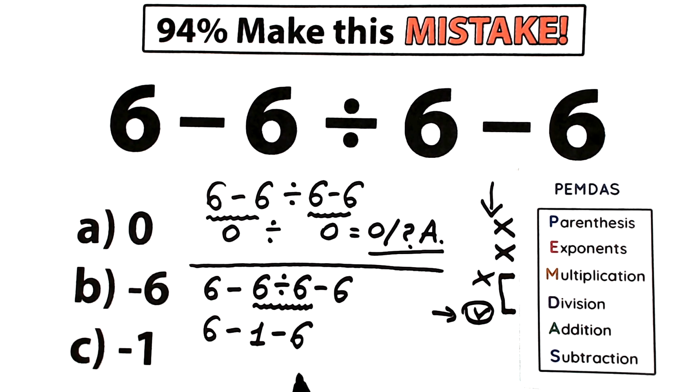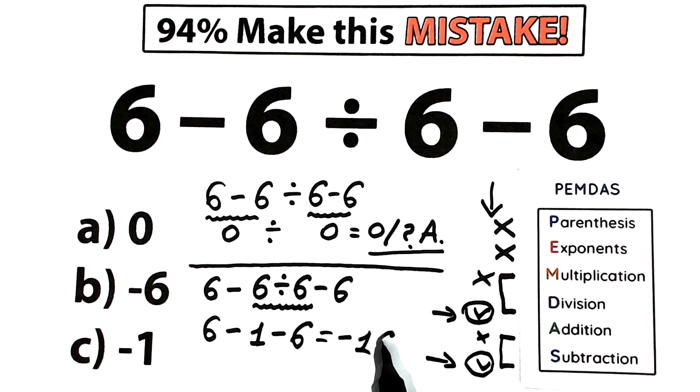But according to PEMDAS, we divided first, and right here is our last step, addition and subtraction. We have a subtraction sign, we don't have an addition sign, but it doesn't matter. Our subtraction part is very easy because everyone knows how to subtract numbers. So we have 6 minus 1 minus 6, which is equal to -1, and this is option C.